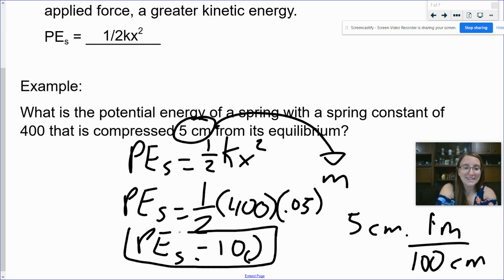That is going to relate to the kinetic energy it will release when we release the spring. But we'll talk more about that after fall break. Right now, this is as hard as it's going to get for potential energy. We'll come back to it after fall break.